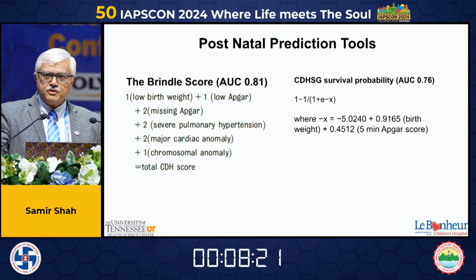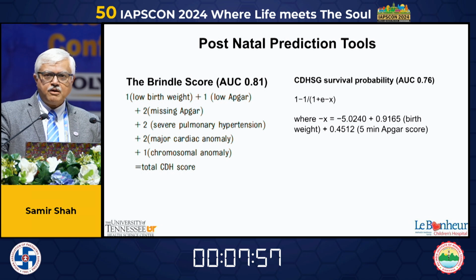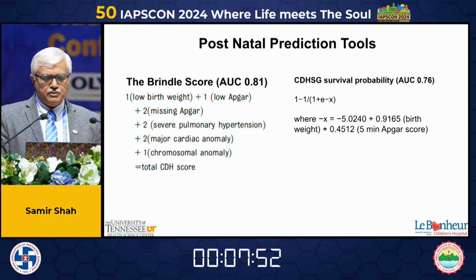Can we predict outcomes in the postnatal period? Brindle has provided us a very good score, which comprises APGARs, pulmonary hypertension, cardiac anomalies, and chromosomal anomalies, and gives you a total CDH score. A high score obviously is a bad sign, and is associated with poor outcomes. Similarly, the CDH Study Group survival probability has given a complex diagram to be able to predict which way the outcomes may go.